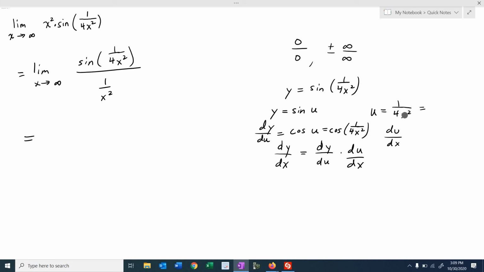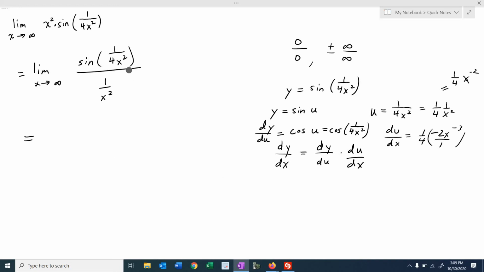What you want to do before you actually find this is go ahead and rewrite this as 1/4 times 1 over x squared. And then this is x to the negative 2. And that way you can use the power rule to find this derivative. So this is because here you're just going to get negative 2x to the negative 3 times the 1/4. Okay, using the power rule.